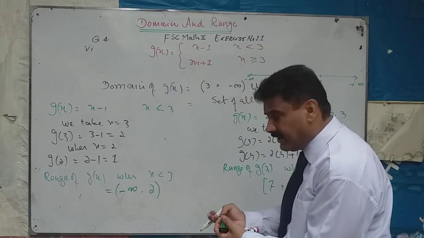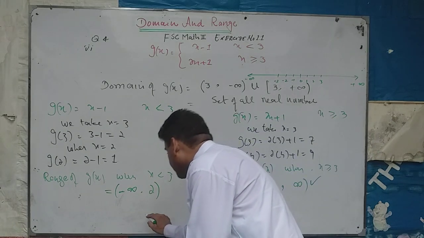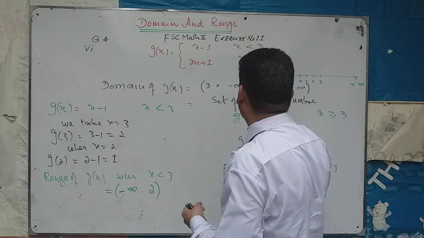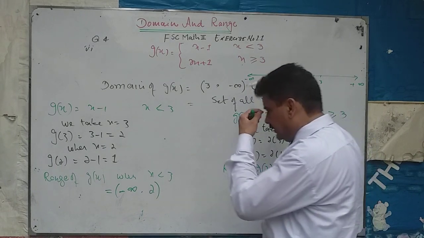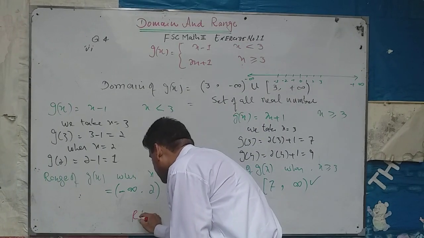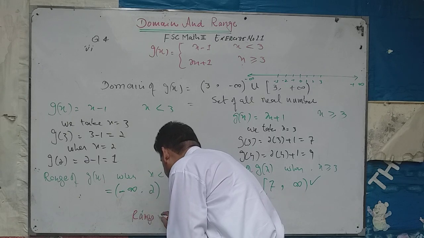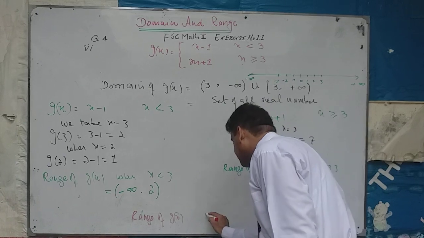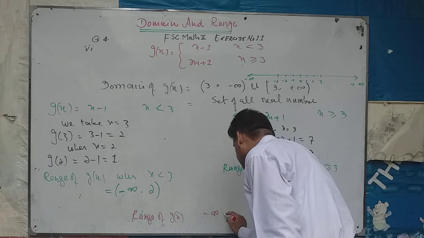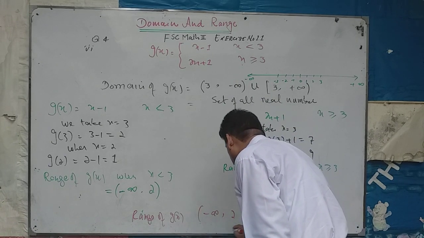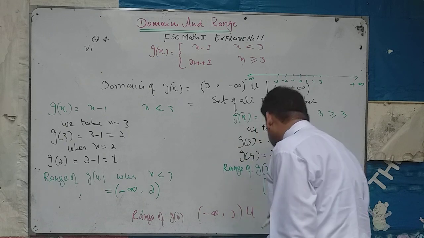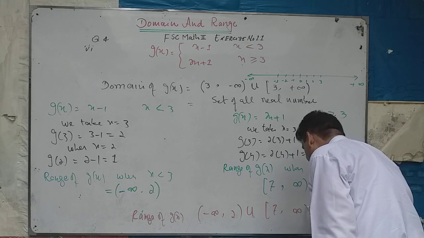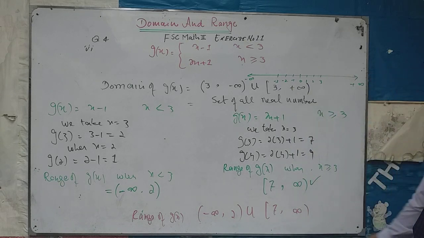We write the whole range for the whole interval. The range of g of x is minus infinity to 2, union from 7 to plus infinity. This is the range of the whole function.